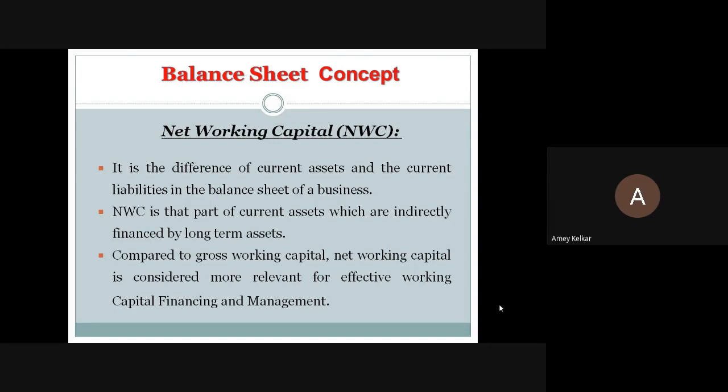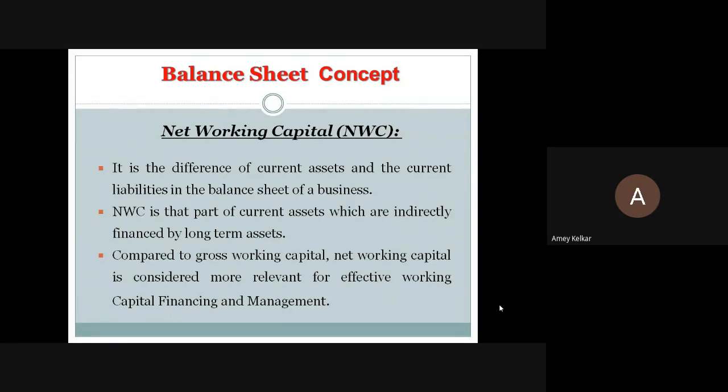So for example, say if you make an FD of say 50 lakh rupees at say a rate of interest of 7%. So 7% means we'll be getting 3 lakh 50,000 per year. So 3 lakh 50,000 per year you can divide by 12 and you can instruct the bank that monthly you put that in my account. So here what is happening, your net working capital requirement is satisfied by long-term assets.